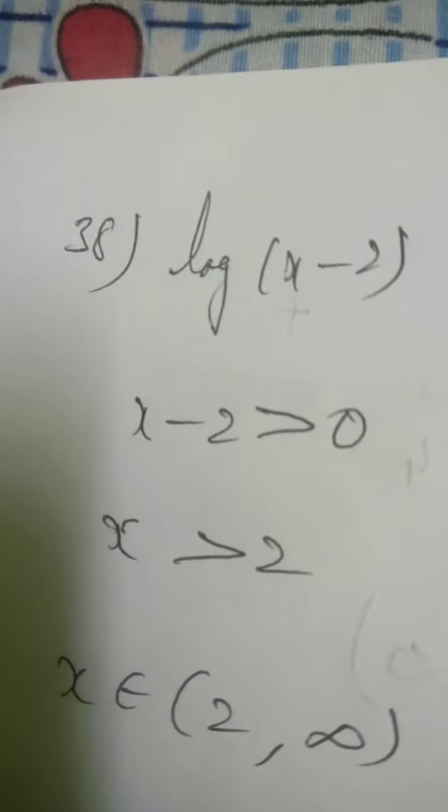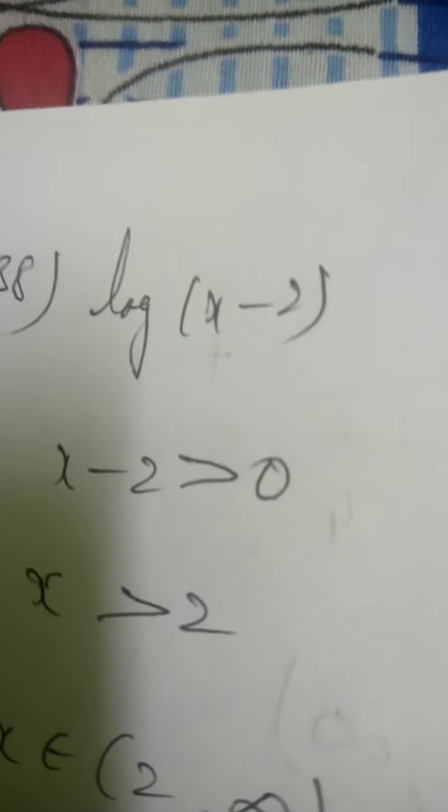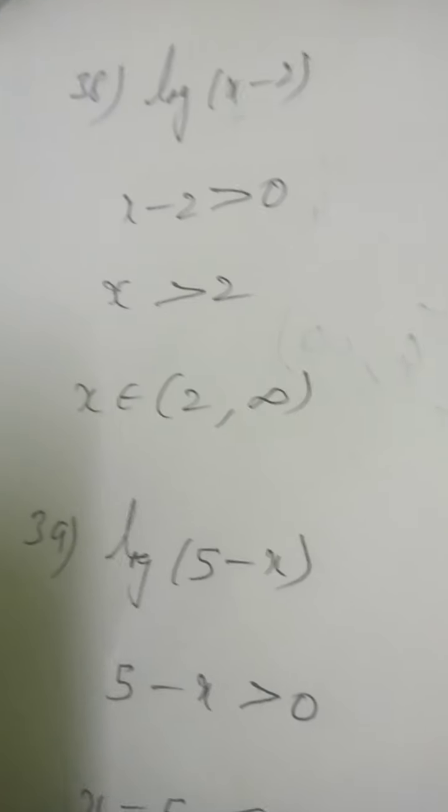Log of x minus 2. That means x minus 2 is greater than 0, x is greater than 2. So x belongs to 2 comma infinity.